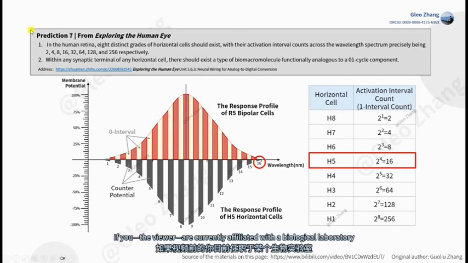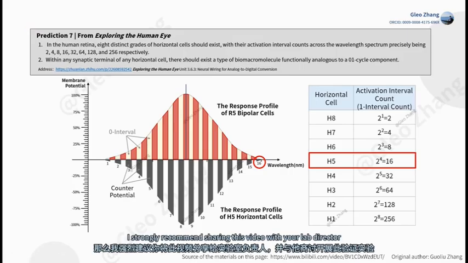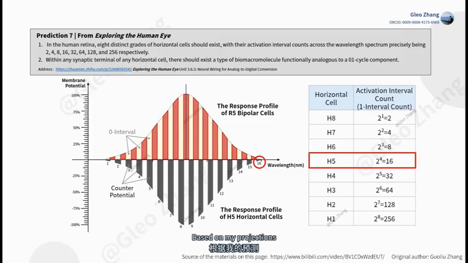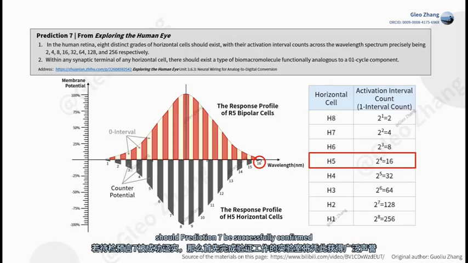If you, the viewer, are currently affiliated with a biological laboratory, I strongly recommend sharing this video with the lab director and discussing this verification experiment with them. Based on my projections, should prediction 7 be successfully confirmed, the pioneering laboratory will gain substantial recognition.